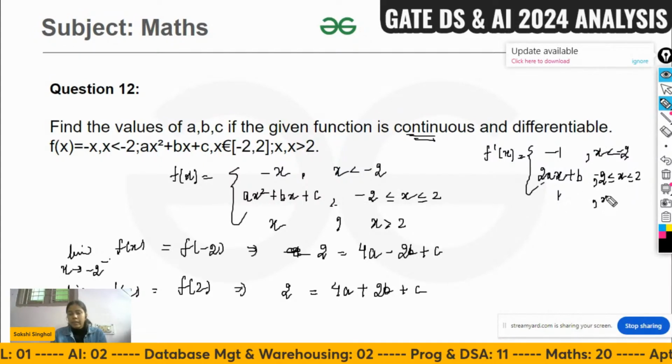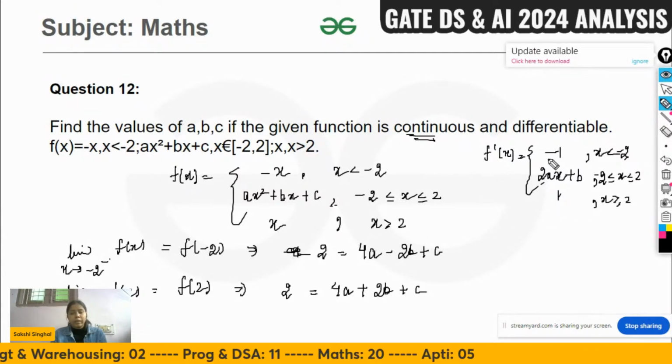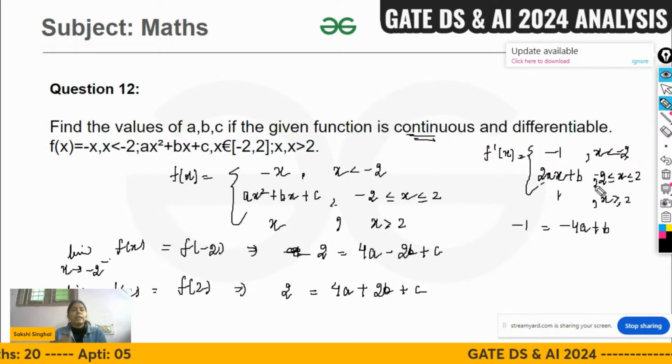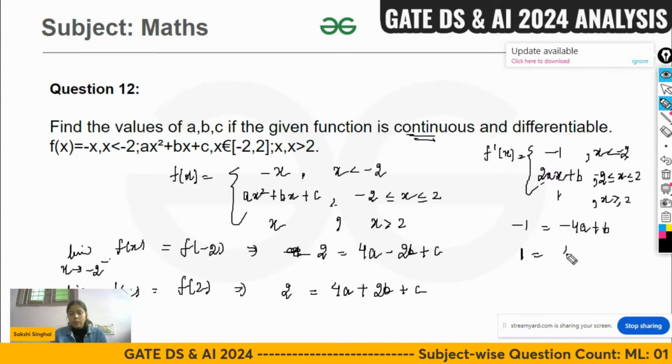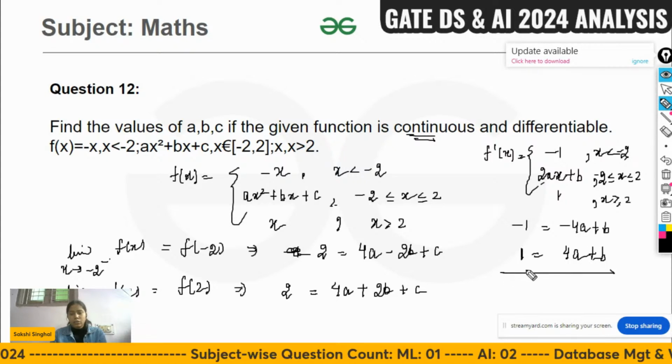And I can write down here x is greater than or equal to 2. So can I get two equations from here? The left hand limit would be minus 1 is equal to minus 4a plus b, right? Because again I have to find the differentiation. So the differentiation function would be continuous and one equation would be 1 is equal to 4a plus b. Right, now let's solve these two equations.